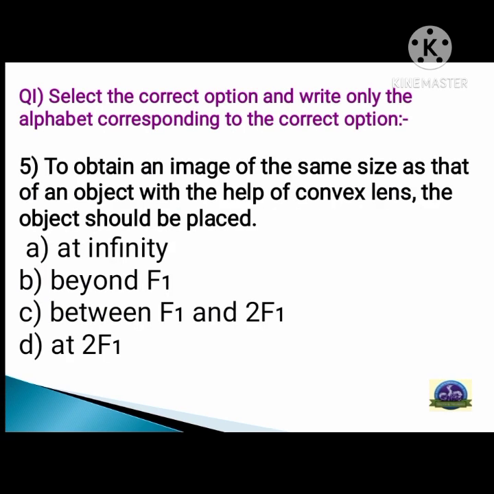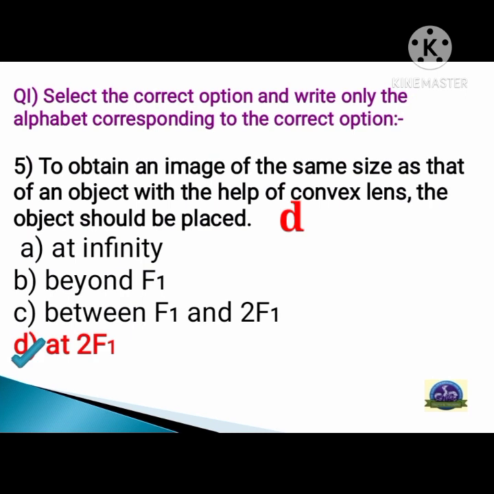Fifth one, to obtain an image of the same size as that of an object with the help of a convex lens, the object should be placed dash. Option A, at infinity. Option B, beyond f1. Option C, between f1 and 2f1. Option D, at 2f1. Answer is option D, at 2f1.